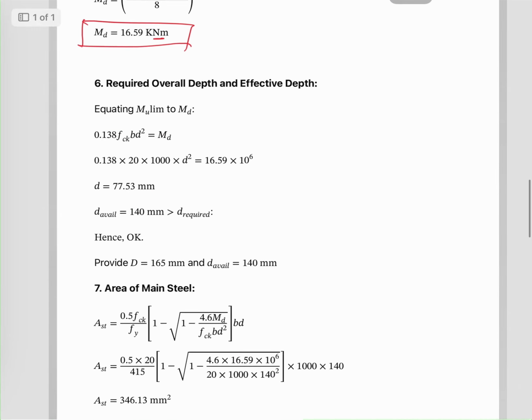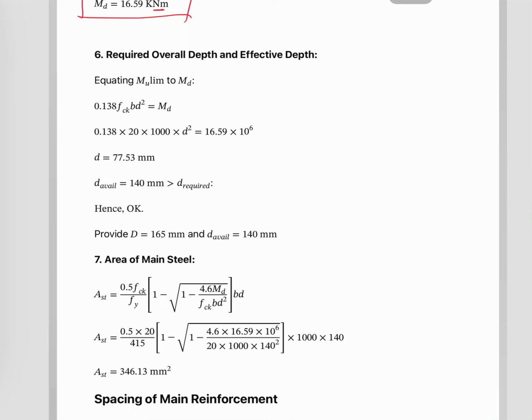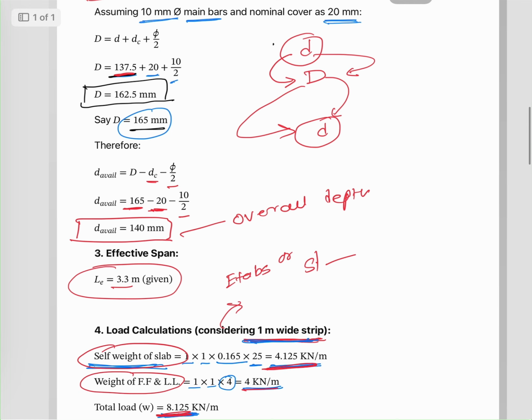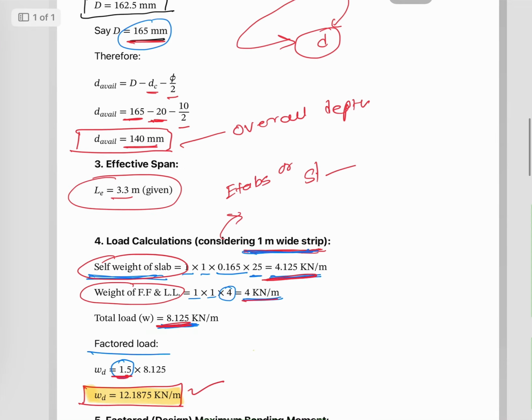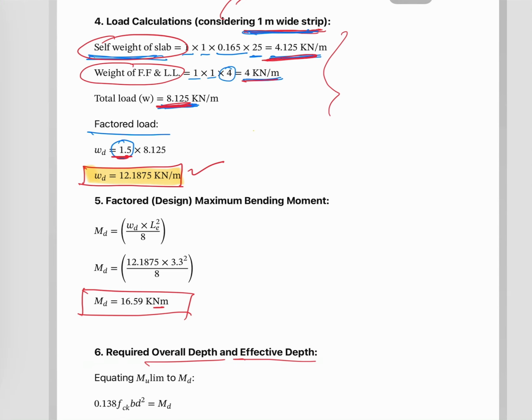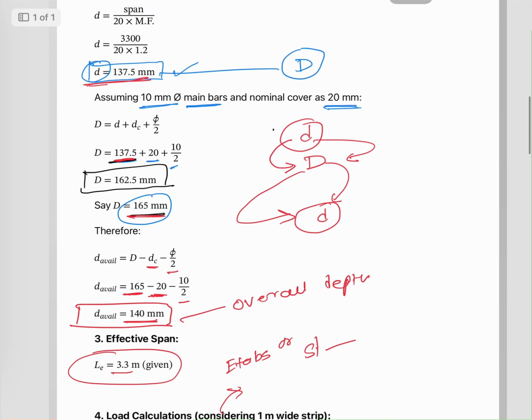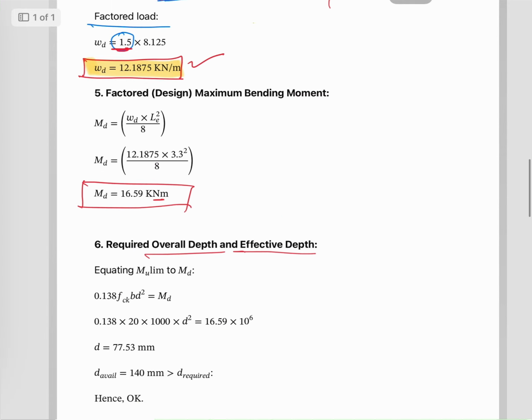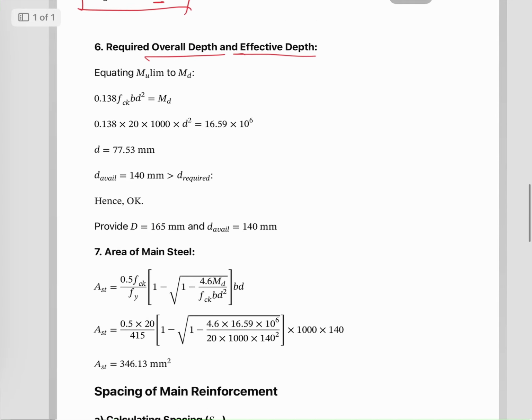Now the next step is we need to calculate the overall depth and effective depth, because the overall depth we calculated is 165 and the effective depth is 140. Are these correct or not? Whatever calculation we have done from the length till the moment is along with this data, capital D and small d. But is it aligned with the moment that we have calculated or not? That we need to understand.